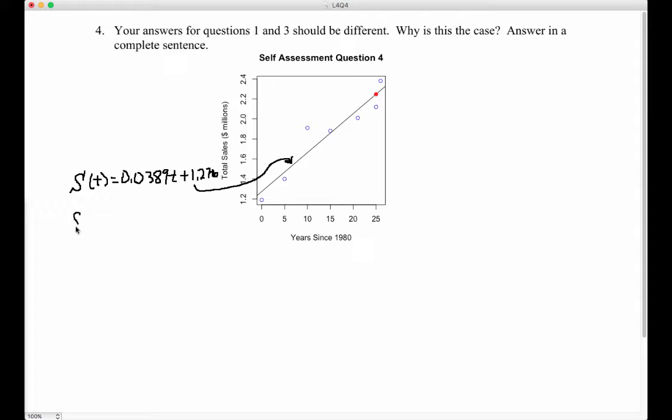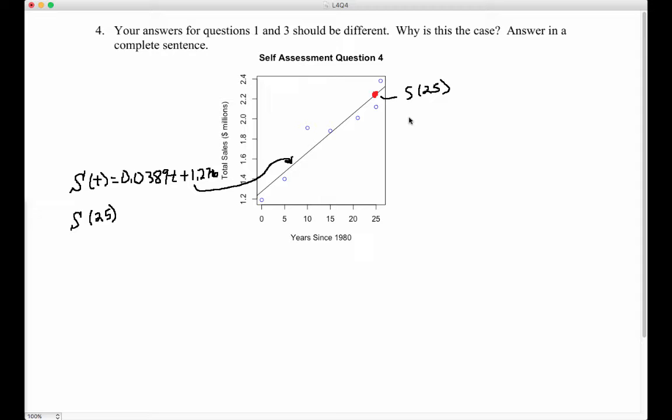And so when we calculate S of 25, what you're doing is you're calculating a point on that line. As a matter of fact, you're calculating this red point right here. So if you take a look at this red point that I've got plotted right there, that is S of 25. Notice it is on the line, okay?